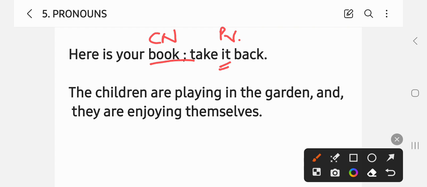The children are playing in the garden and they are enjoying themselves. We cannot say the children are playing in the garden and the children are enjoying themselves. So here children is again a common noun and they is the pronoun which is used instead of children. And why have we used they? Because children is plural, more than one. So the pronoun they is used for people which is more than one in number.